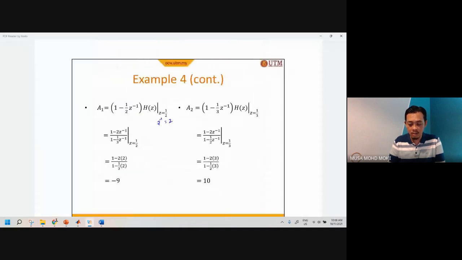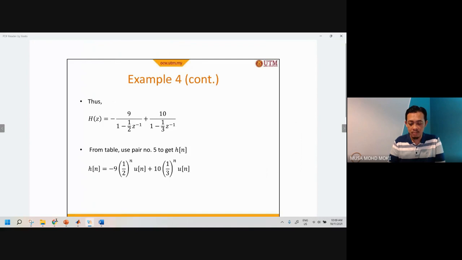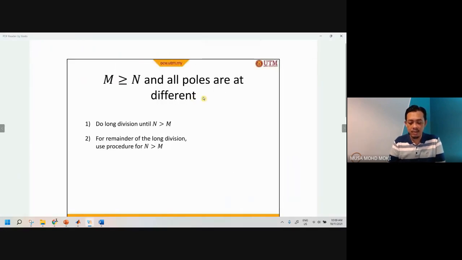Another one is that sometimes we need to do a long division. In some cases, we need to do a long division, normally when you have n greater than m. And what are n and m? n and m are the powers: n is the power of the denominator, and m is the highest power of the numerator.